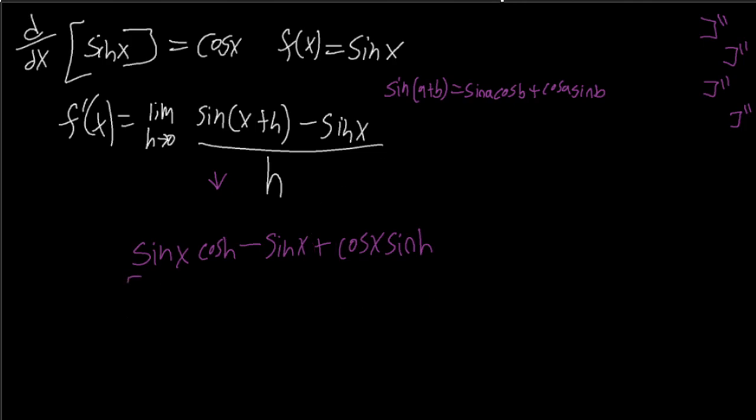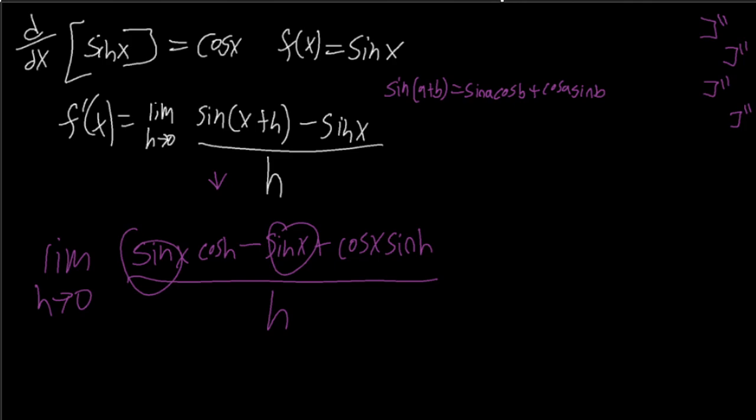We're going to put this all over h as the limit h approaches 0. We're not done yet. How can we make this even easier? We factor out the sine x. As you can see, sine x is right here and sine x is right here. This turns into a negative 1. So now let's rewrite it again.